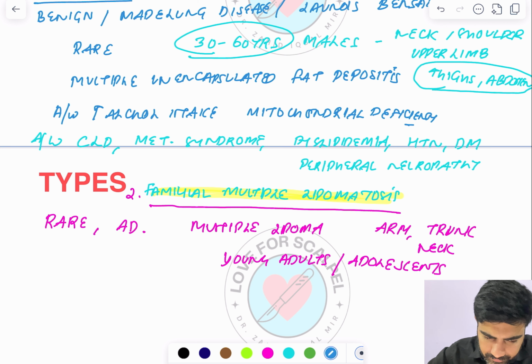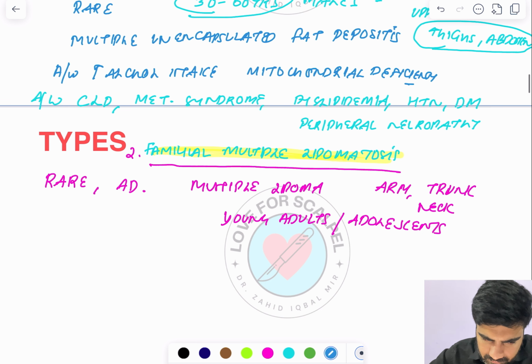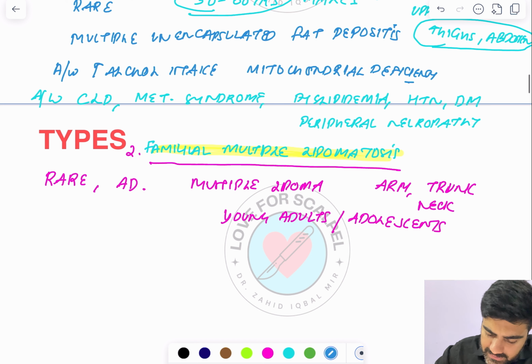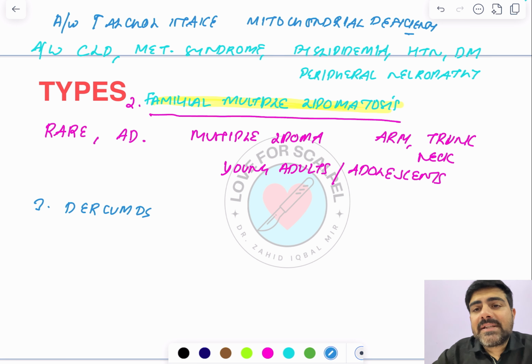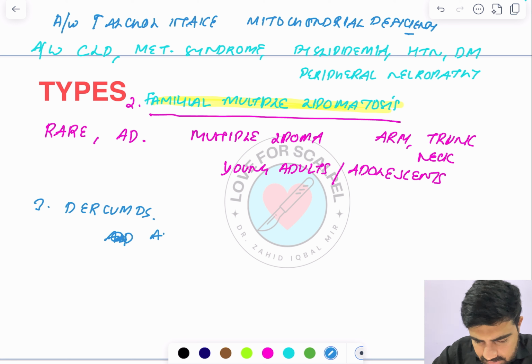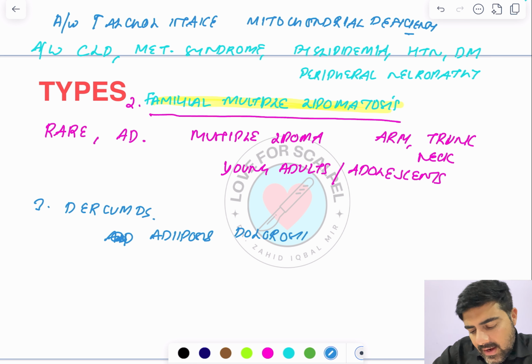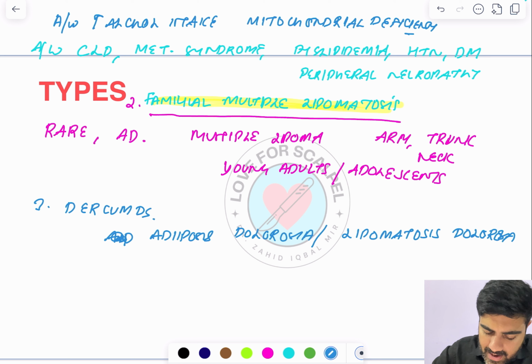Third is Dercum disease. This Dercum disease is also known as adiposis dolorosa, or lipomatosis dolorosa, or adipose tissue rheumatism.